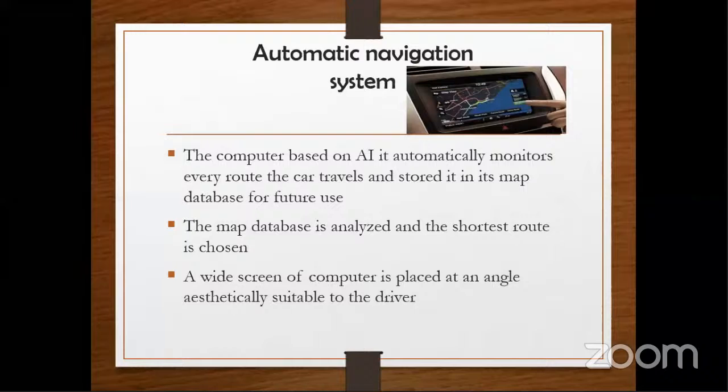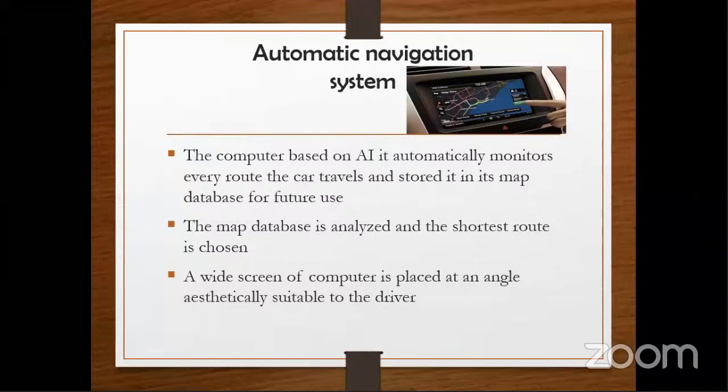The last type of this technology is the automatic navigation system. As we all know, the computer is based on AI, that is artificial intelligence, which automatically monitors every route the car travels and stores it in its map database for future use. The map database is analyzed and the shortest route to the destination is chosen. As this car is operated by brain instructions, the shortest route to the destination is chosen. While monitoring traffic signals provided by XM satellite radio, the computer drives the car automatically.